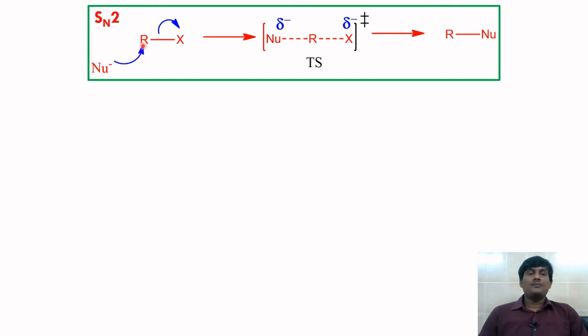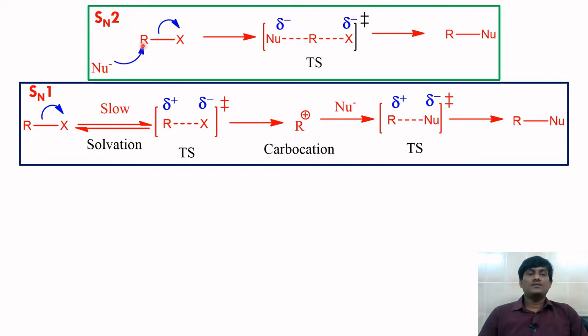In the SN1 case, first there is a leaving of halogen from the reaction center, and the complete bond dissociates into a partial bond and there is a formation of transition state 1. This step is called solvation. And this one completely dissociates into a carbocation, and this carbocation will be attacked by the nucleophile and there is a formation of transition state 2. In this transition state 2, there is a formation of a complete bond between the alkyl group and the nucleophile, and there is a formation of product.